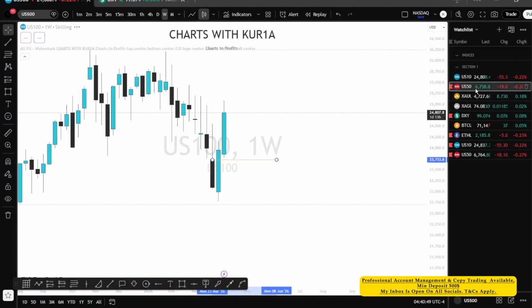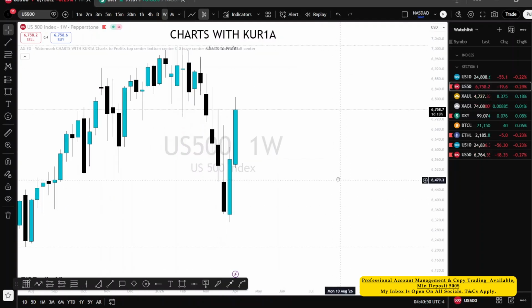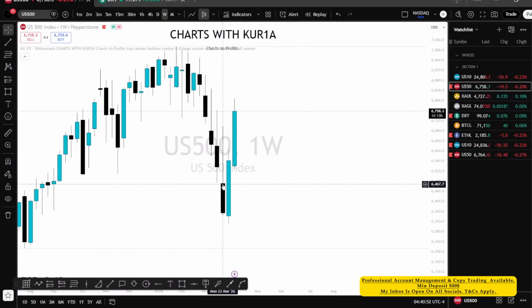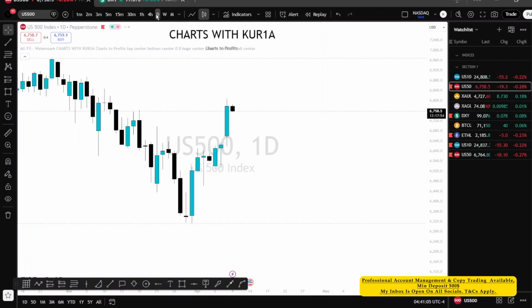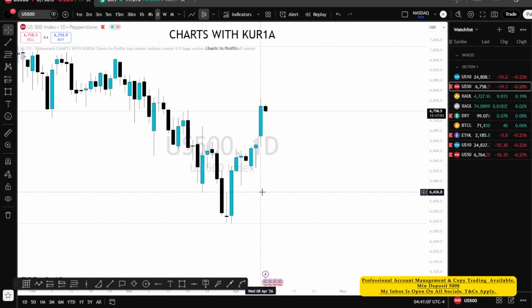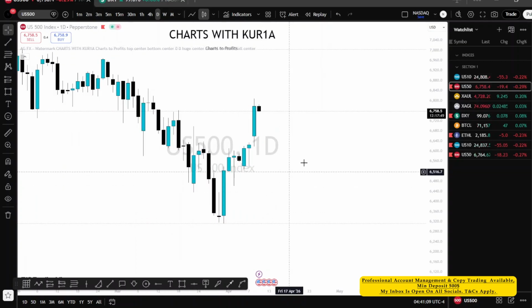The same thing was on US 500, which is SP500. We had that weekly change in state, and we had imbalances that could be targeted as well as buy side liquidity in the form of previous week's highs. That being said, I went to the daily chart, and I wasn't really looking at anything apart from maybe this daily change in state of delivery at the bottom here. So I was sure that I wanted that price action to continue.